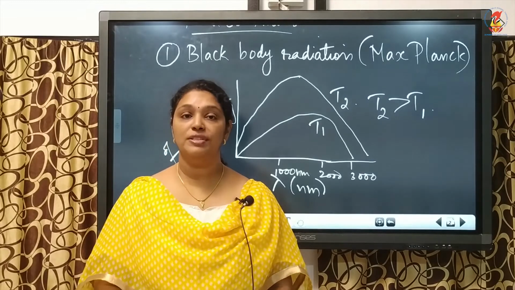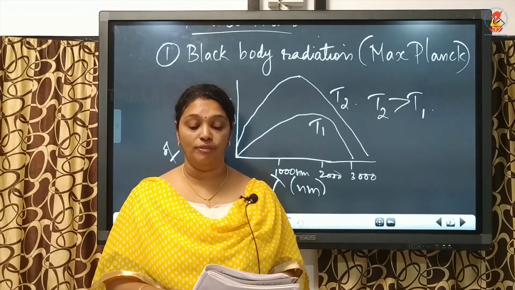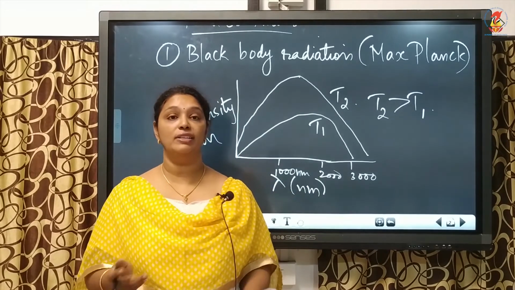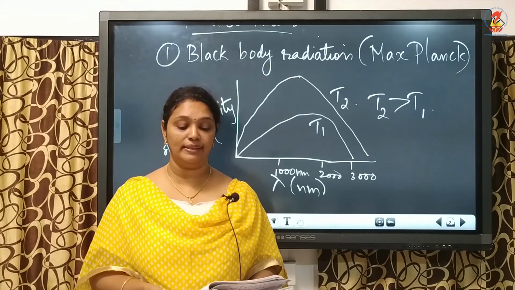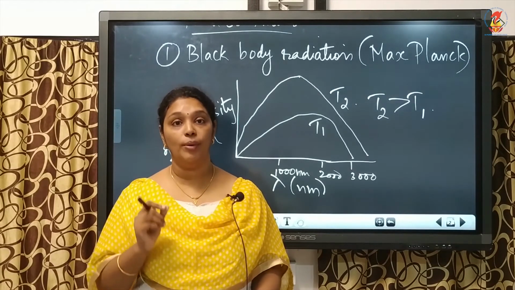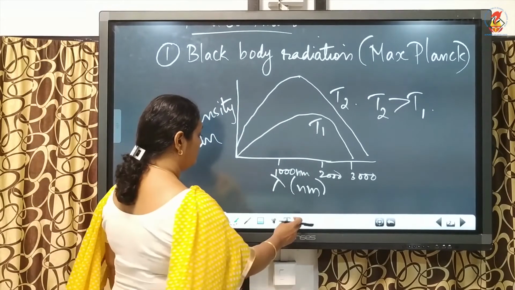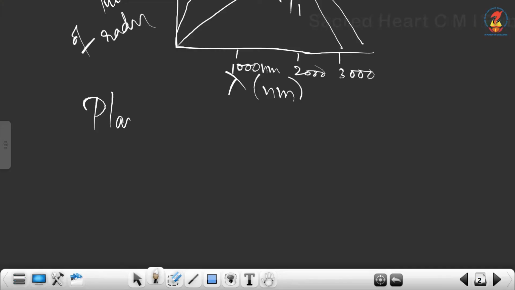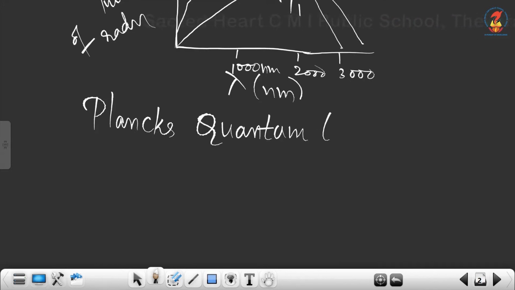Now Max Planck, to study the distribution of intensity in radiation from a black body as a function of frequency or wavelength, gave a theory called Planck's quantum theory. So next we are going to discuss Planck's quantum theory.